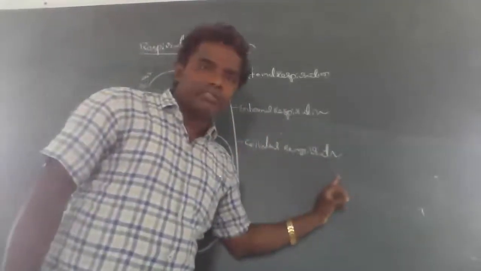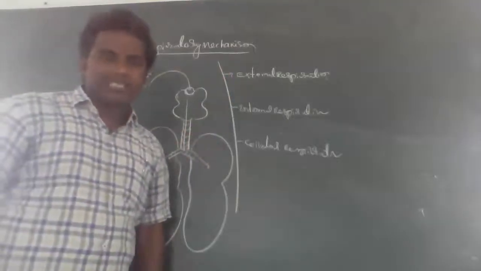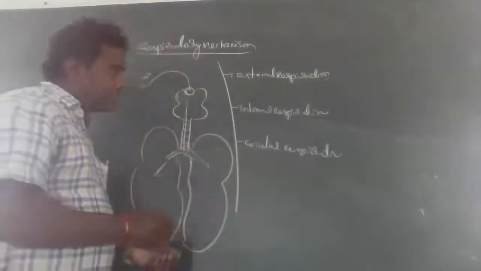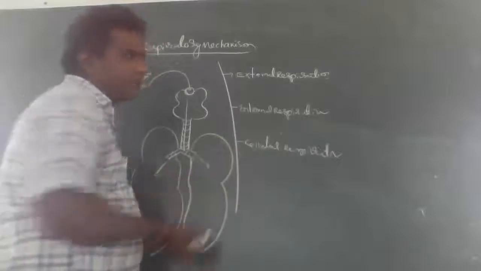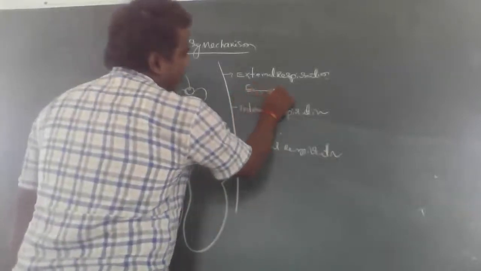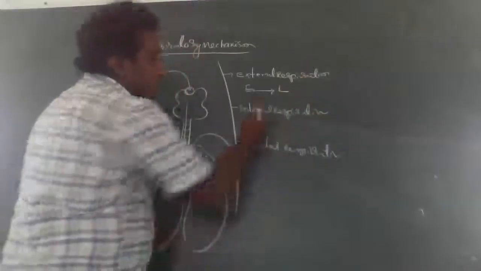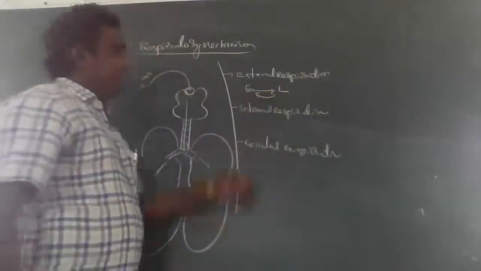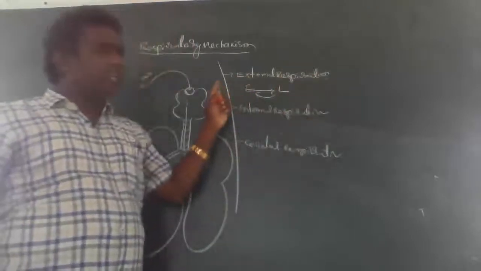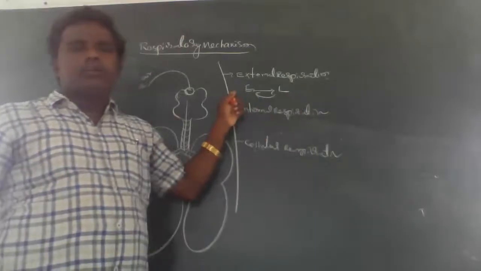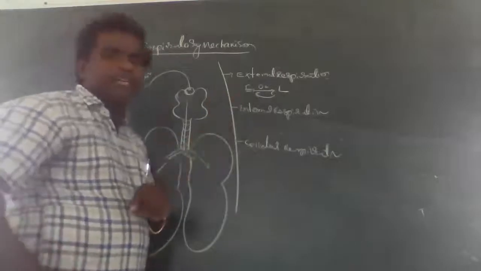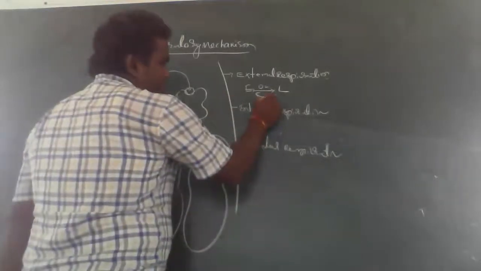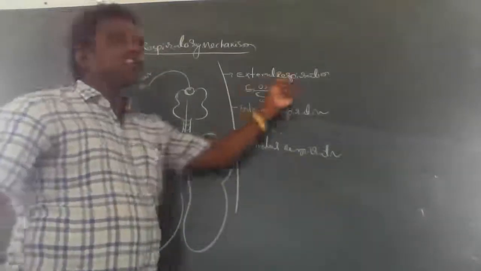So external respiration, internal respiration, and cellular respiration, right? What is external respiration? We already discussed it. External respiration is the exchange of gas between the environment and the lungs. Oxygen should enter from the environment into the lungs, and from the lungs CO2 goes outside. That is called external respiration.